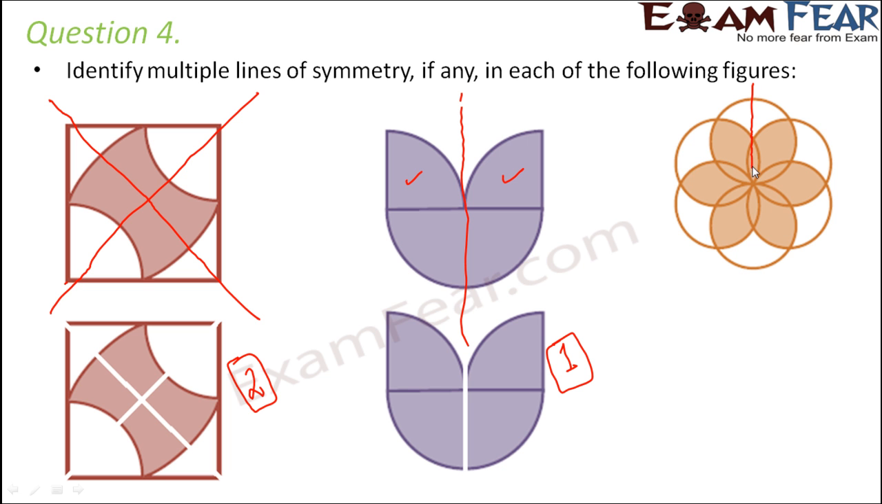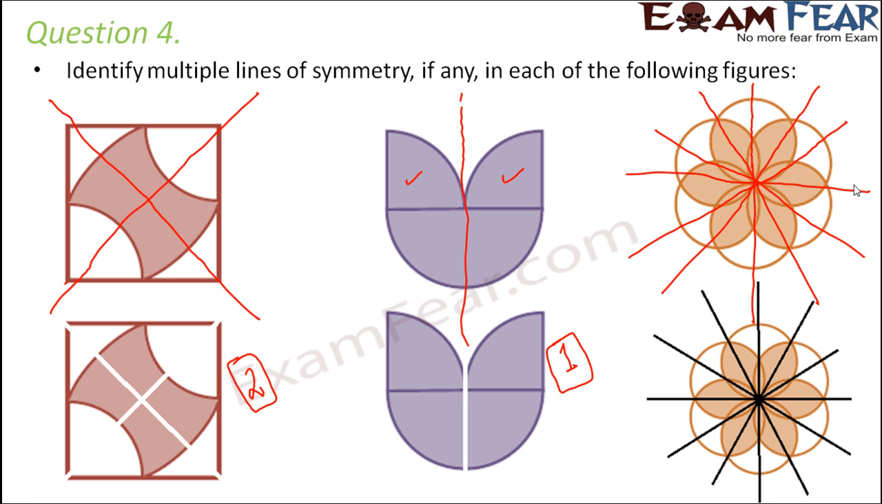That is, if you draw a line like this, you actually divide it into 2 equal halves. Similarly, if you draw a line like this, you again divide it into 2 equal halves. If you draw a line like this, you again divide it into 2 equal halves. So in this fashion, you found 3 lines of symmetry. In another fashion, if you draw a line like this, that is between 2 petals, then also you divide it into 2 equal halves. So similarly, if you draw it for the other pairs also like this, you get a total of 6 lines of symmetry. So in this case you have a total of 6 lines of symmetry.